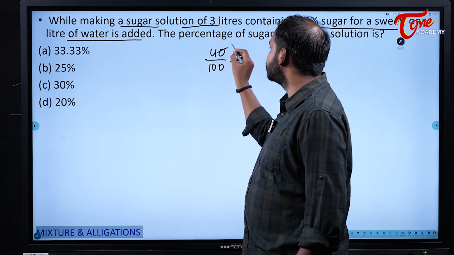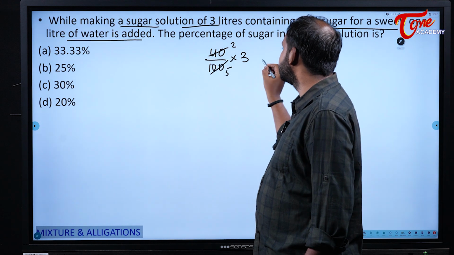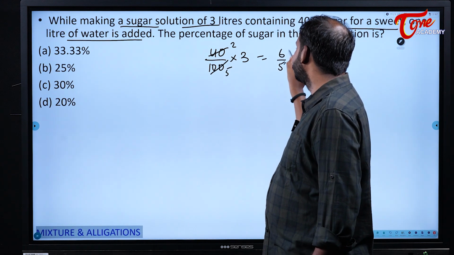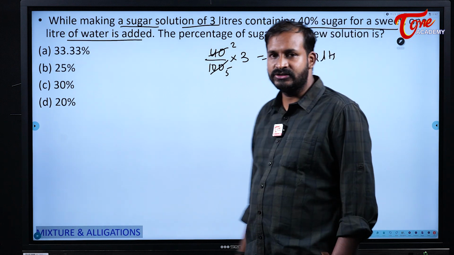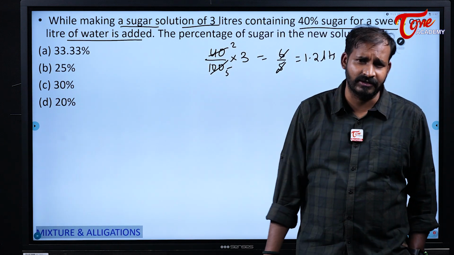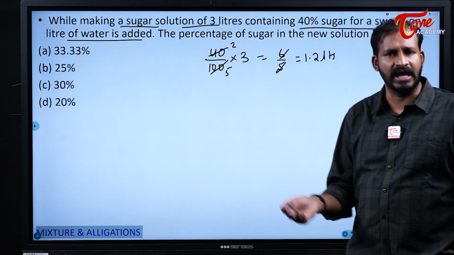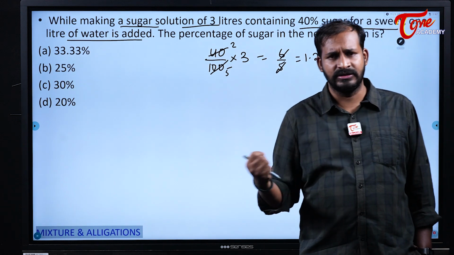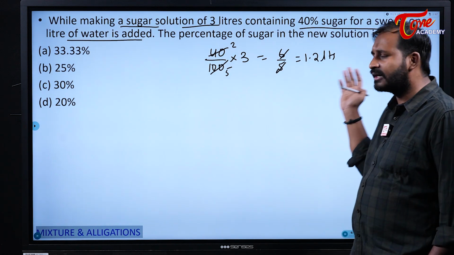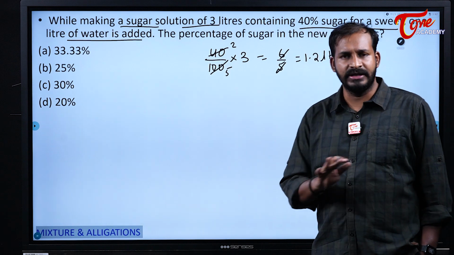So 2 by 5 into 3 comes to 6 by 5, so 1.2 liters of sugar will be there. Sugar is calculated in liters in this case. No need to worry about the measuring unit. In this case they calculated the sugar as 1.2 liters, don't worry.